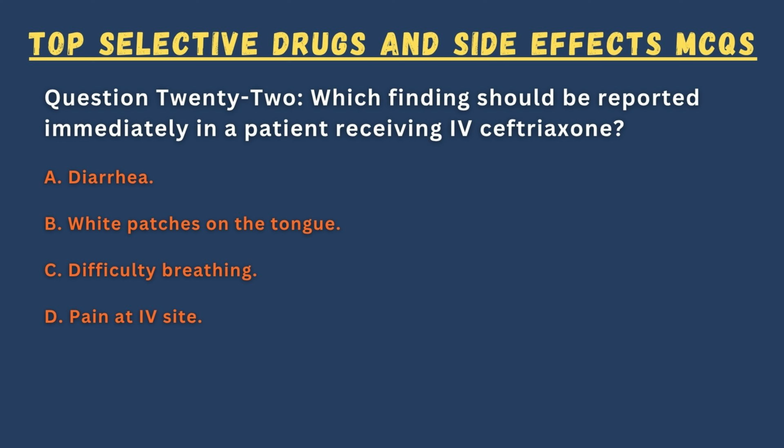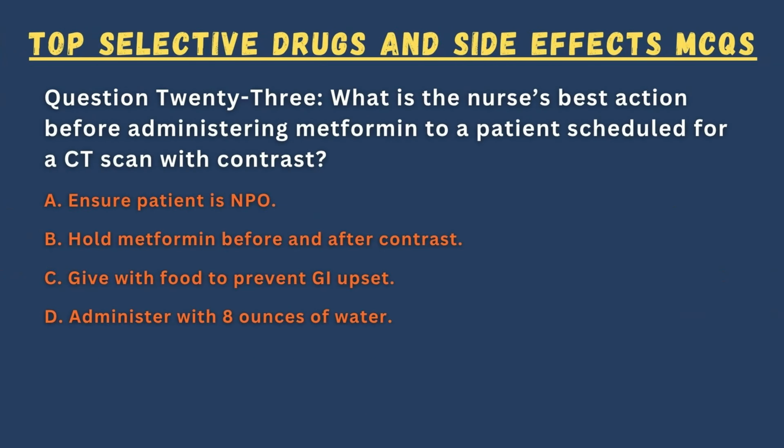Question 22. Which findings should be reported immediately in a patient receiving ceftriaxone? A. Diarrhea. B. White patches on the tongue. C. Difficulty breathing. D. Pain at the injection site. Answer: C. Difficulty breathing.